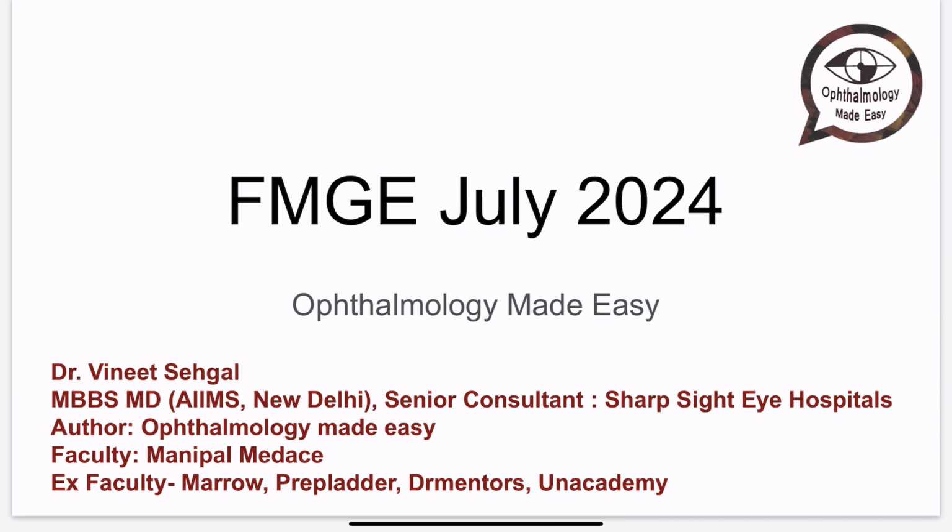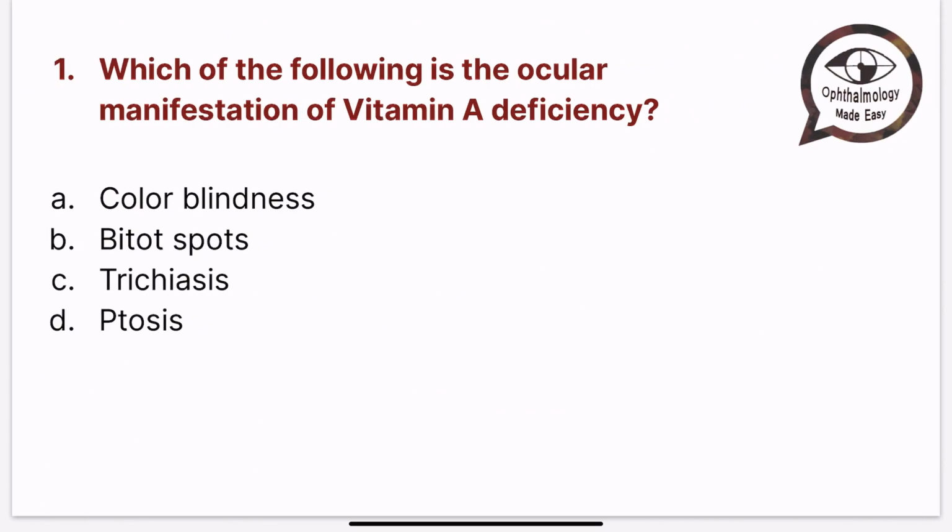So now we would be discussing the FMG ophthalmology questions that have come in July 2024. If there is any discrepancy in the option or the topic, you can just let me know in the comment section. So first of the question is, which of the following is the ocular manifestation of vitamin A deficiency?